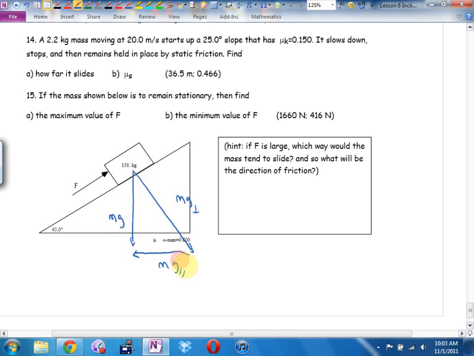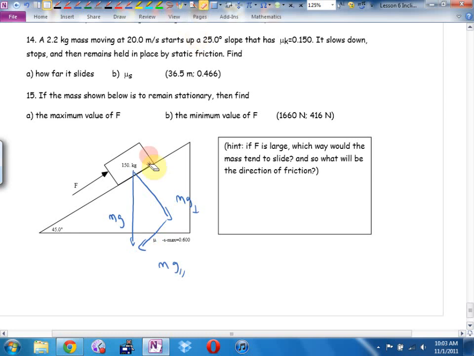You want the parallel to be parallel to the slope. So you would want to draw this as that far and that far. Otherwise, your trig is going to be wrong and everything after that is garbage.